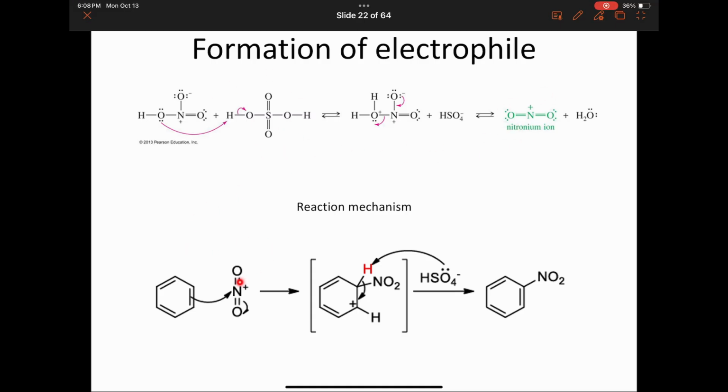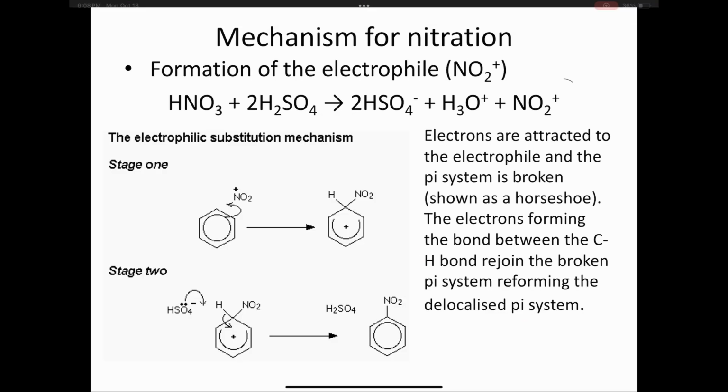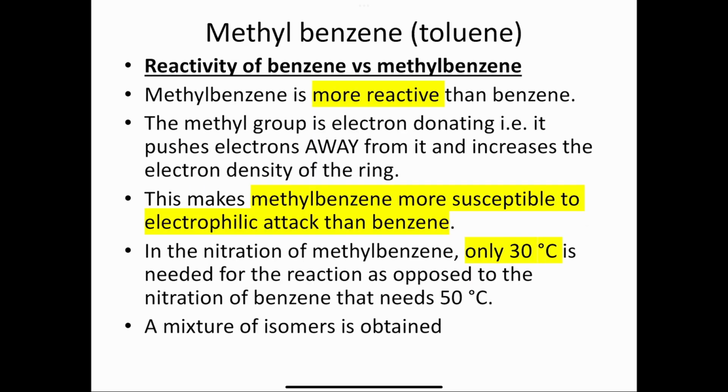The same exact mechanism is going to occur whereby the electrons within your benzene ring form a bond with your electrophile, breaking one of the double bonds within your benzene ring. The carbon that now has 3 bonds is carrying a +1 charge, or is known as your carbocation. In order for you to reform this double bond, you're going to have a base. Well, in this case you have a hydrogen sulfate anion coming in and taking off that hydrogen, allowing your benzene to gain max stability.